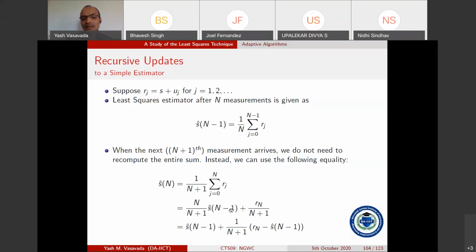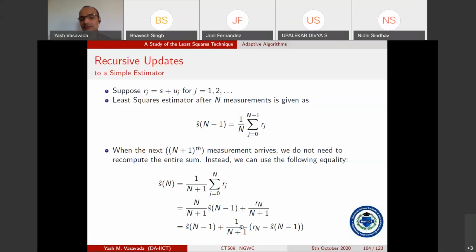The reason I'm rewriting the second line in this manner is because now I will interpret S hat of n minus 1, my previous value of average, as my best prediction of the new data point, R of n. And this quantity here is the difference between the two. So this, I can think of it as prediction error. And so now the way I'm going to update my estimate in a recursive manner is I will take the previous least squares estimate, I will form the prediction error as it is shown here, and then I will scale the prediction error by 1 over n plus 1.